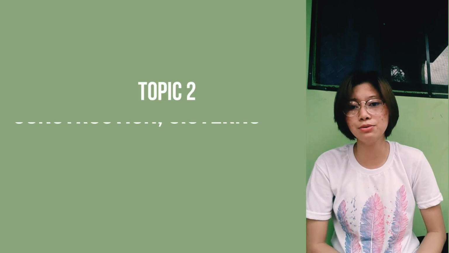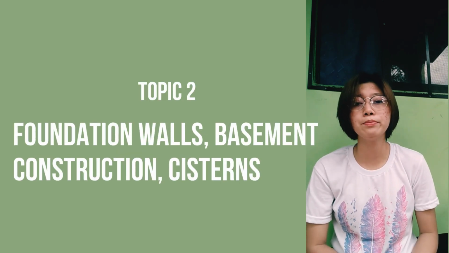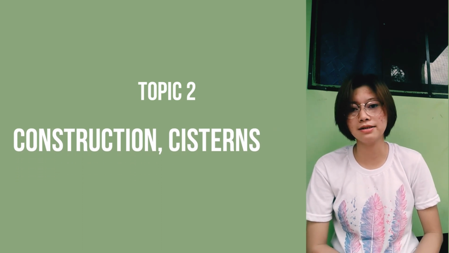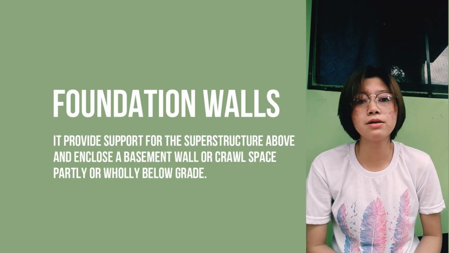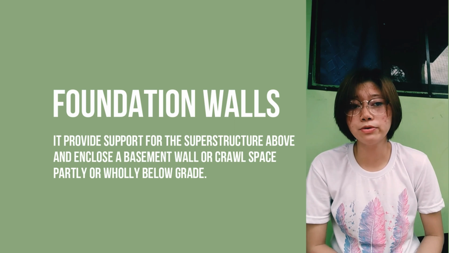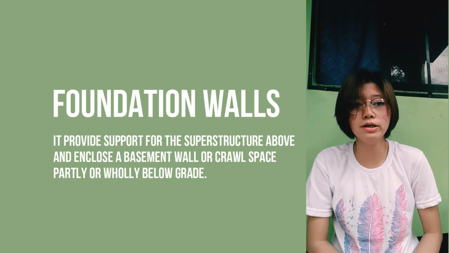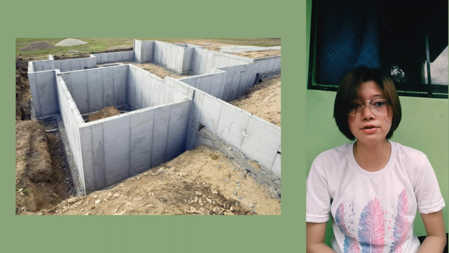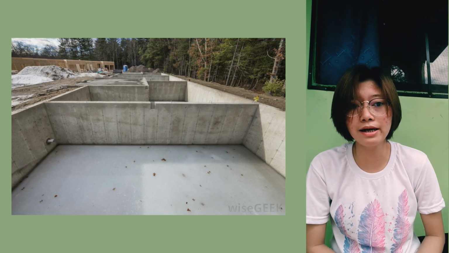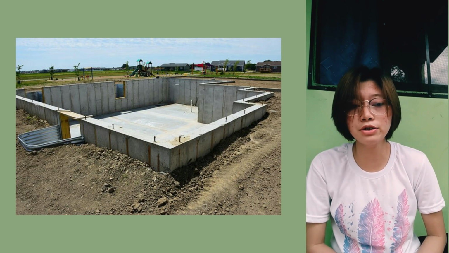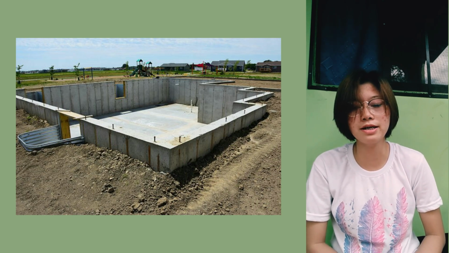So I'll be discussing to you the foundation walls, basement construction, and cisterns. First, we discuss foundation walls. Foundation walls provide support for the superstructure above and enclose a basement wall or crawl space partly or wholly below grade. In addition to vertical loads from the superstructure, foundation walls must be designed and constructed to resist active earth pressure and anchor the superstructure against wind and seismic forces.